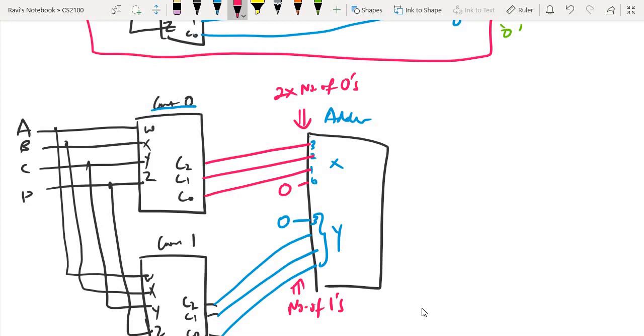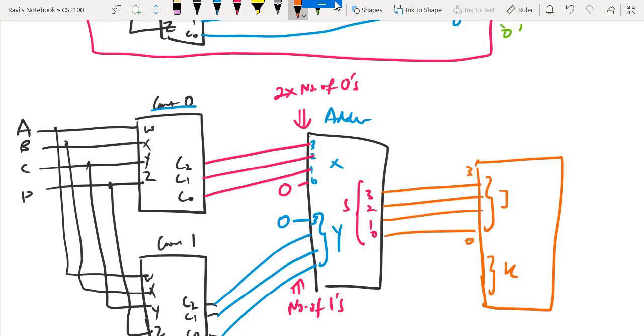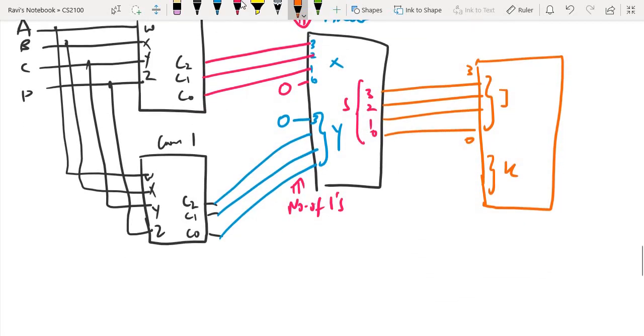So this sum here that we generate at the end, 3210 here, this sum is basically the output. Okay, so we do the same thing. We pass it through the multiplexer here. So the multiplexer has two inputs, J and K. So we connect up the multiplexers here. Again, this is 3 down to 0. And for the K input, it's the same thing.